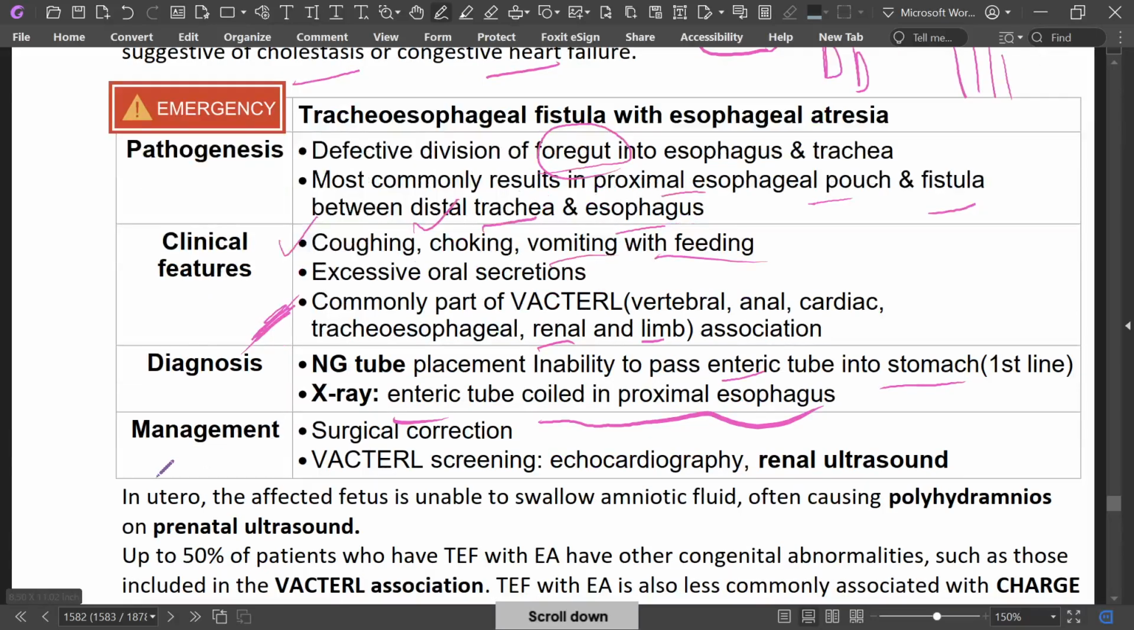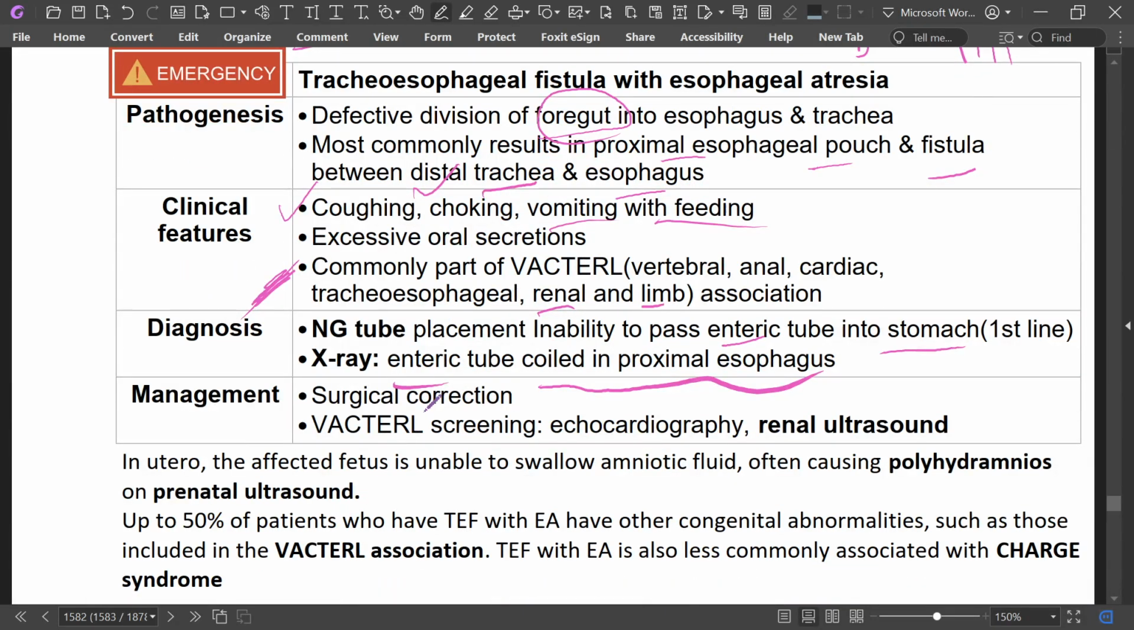Surgical correction should be done and VACTERL screening should be done. That means vertebral, anal, cardiac, tracheoesophageal, renal, and limb. Echocardiography and renal ultrasound should be done. So renal problem, cardiac problem should be evaluated.